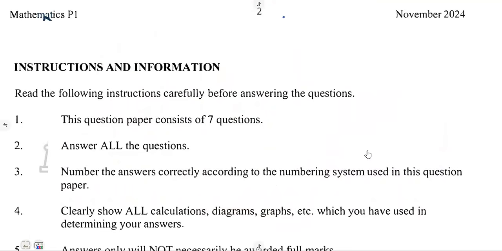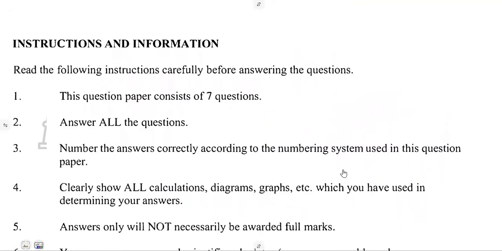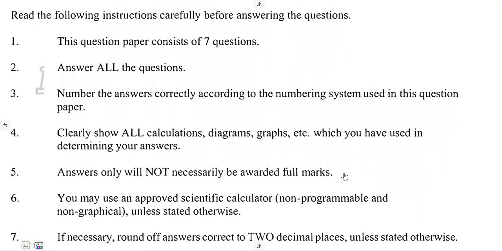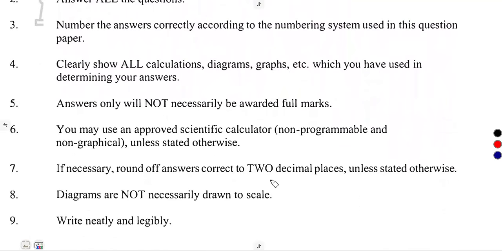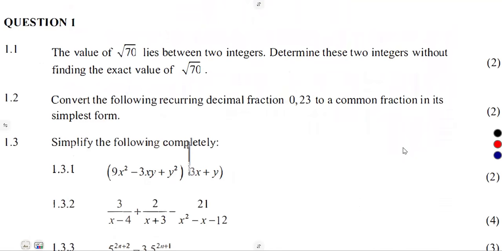So let's see. Make sure that you go through your instructions and information, as we are given to answer all the questions, and where necessary, our answers are supposed to be given to 2 decimal places unless stated otherwise. So we had the first part of Question 1, where we are given 1.1: the value of the square root of 70 lies between two integers.